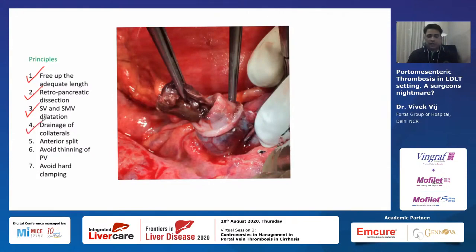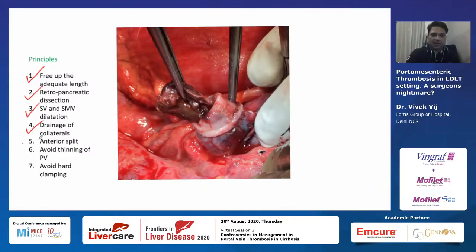We have to see that there are certain collaterals draining into this thrombosed portal vein. When we do thrombectomy or thromboendovenectomy, we tend to damage these thin-walled collaterals. So a mental map of where the collaterals are, especially the coronary vein. When we do eversion thrombectomy, and we go at the base of the portal vein, we tend to pull the coronary vein, and sometimes it can get torn. So control of the coronary vein outside and very meticulous thromboendovenectomy at the level of the coronary vein is required.